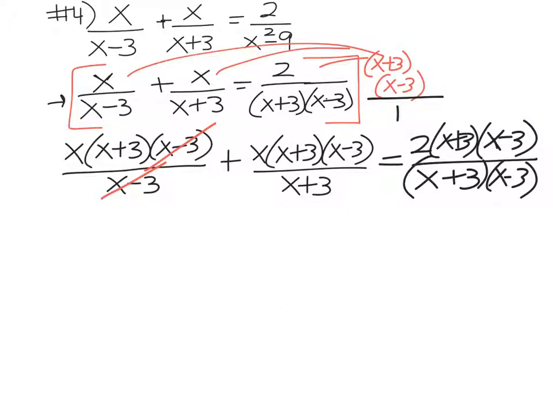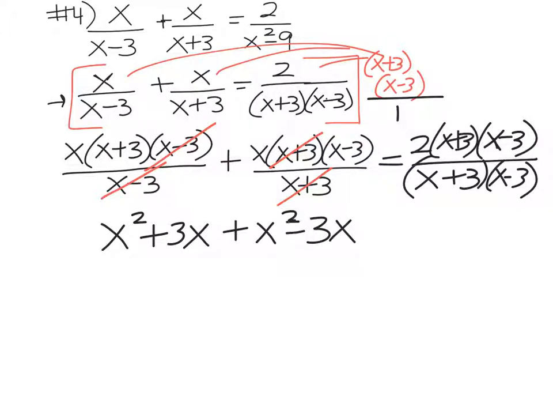Oh, okay. So the x minus 3's reduce, leaving us with x squared plus 3x. Everyone's okay with that first one? The next one, the x plus 3's reduce, leaving us with x squared minus 3x. And then over here, equals, oh, here's the good part, right? The x plus 3's and the x minus 3's everybody reduces, leaving us with just 2.